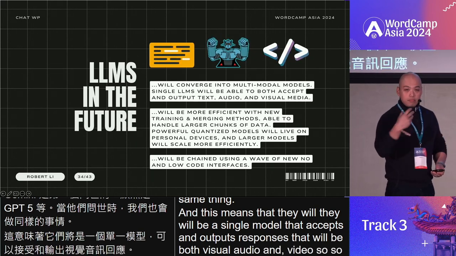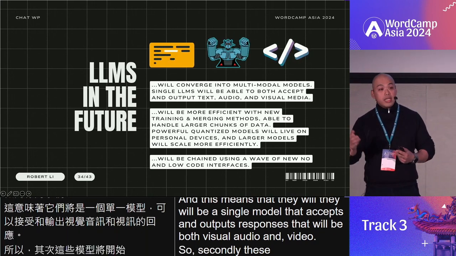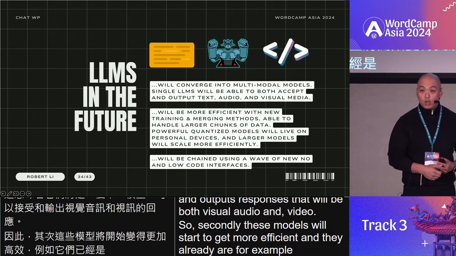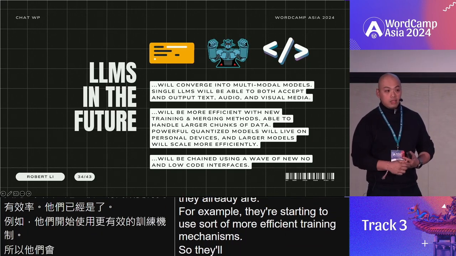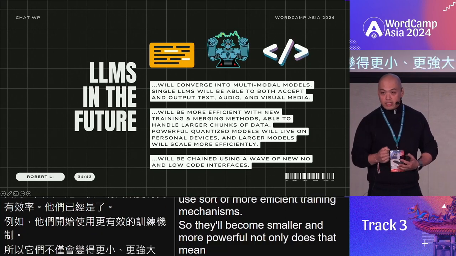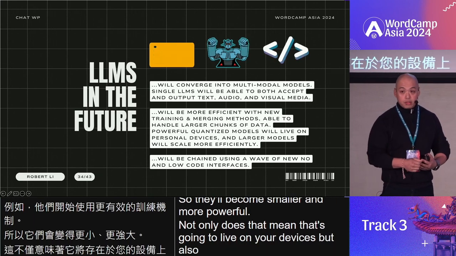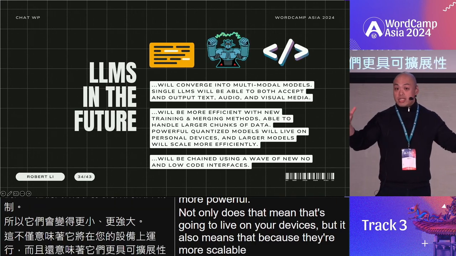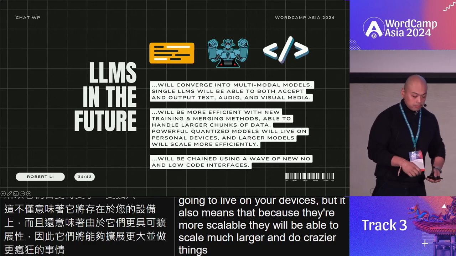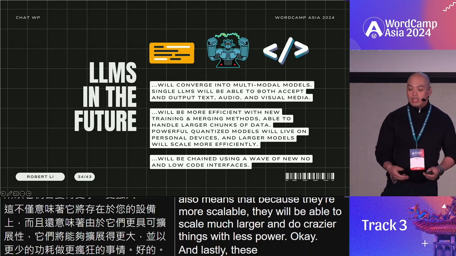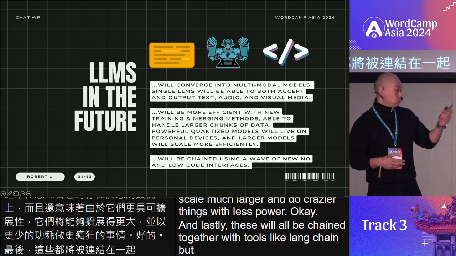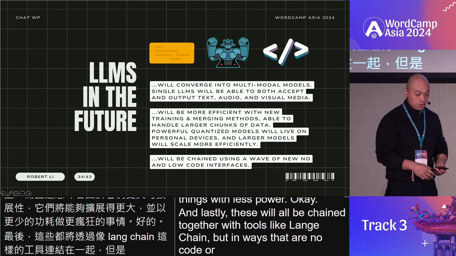Secondly, these models will start to get more efficient. And they already are. For example, they're starting to use more efficient training mechanisms. So they'll become smaller and more powerful. Not only does that mean they're going to live on your devices, but it also means that because they're more scalable, they will be able to scale much larger and do crazier things with less power, okay? And lastly, these will all be chained together with tools like LangChain, but in ways that are no code or low code. A lot of new tools coming out for that.